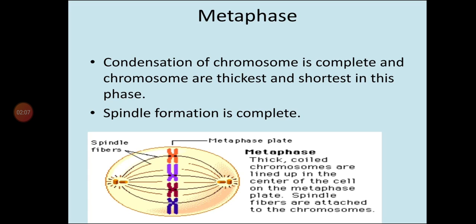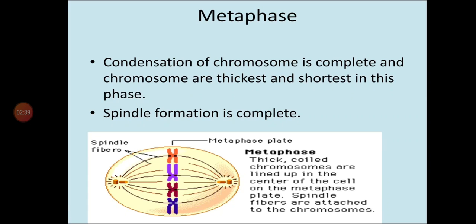Spindle formation is completed in this phase. Sister chromatids and centromeres become very prominent. All the chromosomes lie at the equatorial plane. You can see this is the equatorial plane, and these are the poles. All the chromosomes are in a line at the equatorial plane.